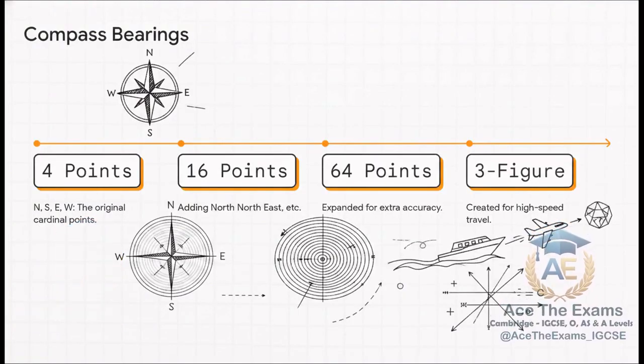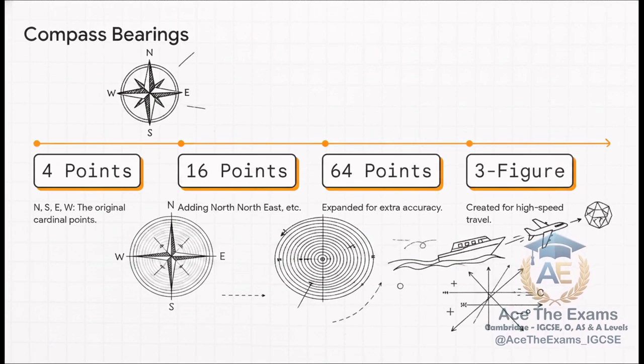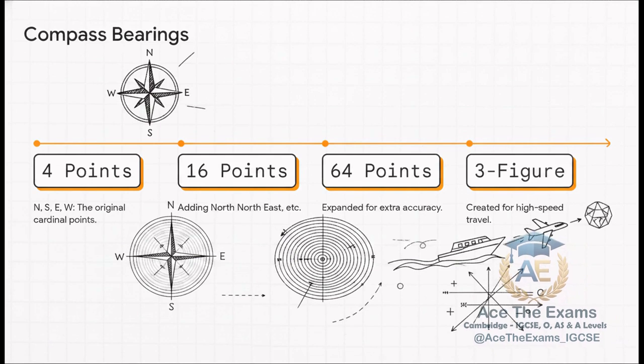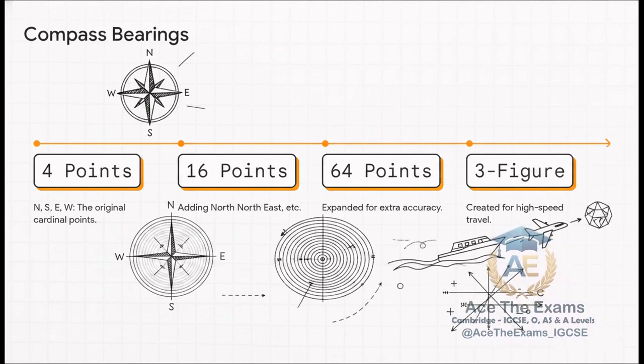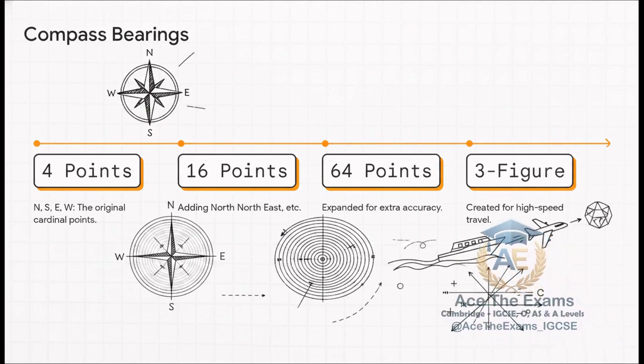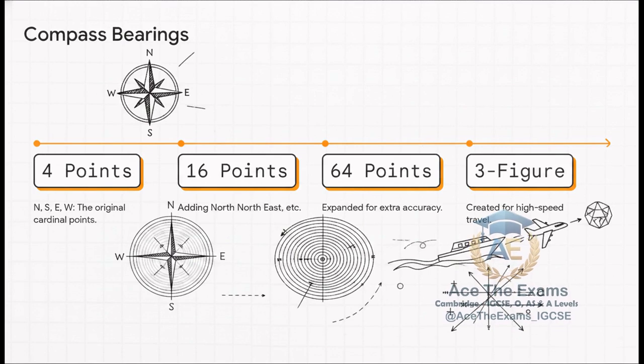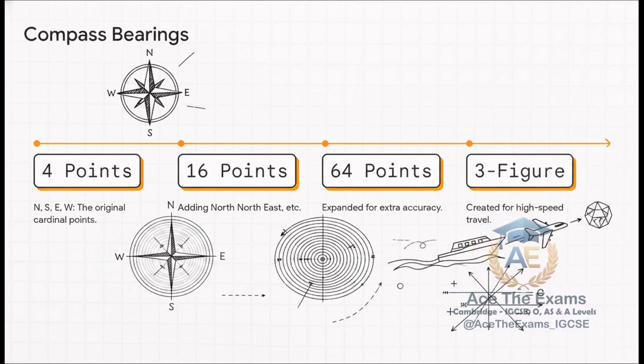In the early days of sailing ships, navigators just relied on the simple cardinal points, north, south, east, and west. But as ships needed to hit more precise targets across massive oceans, this had to expand to 16 points. That introduced directions like north-northeast. Then, as the need for accuracy grew even more, it went all the way up to a dizzying 64 points. Can you imagine trying to shout that out in the middle of a storm?